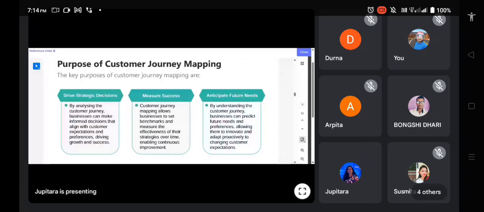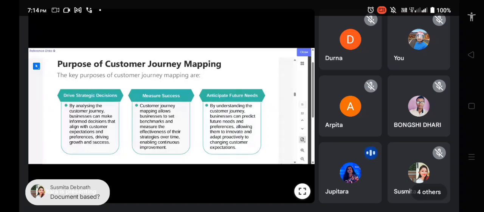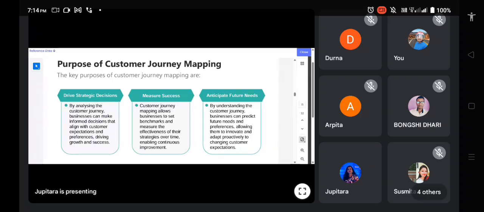Okay, now let me take your attendance. Yeah, you can make it document based, no worry, but you need to explain it in class on Monday. Okay, so today is 14.